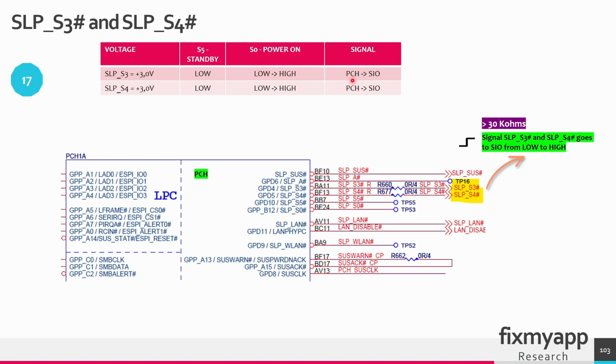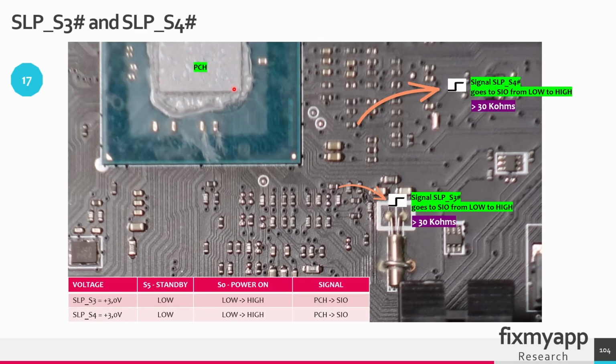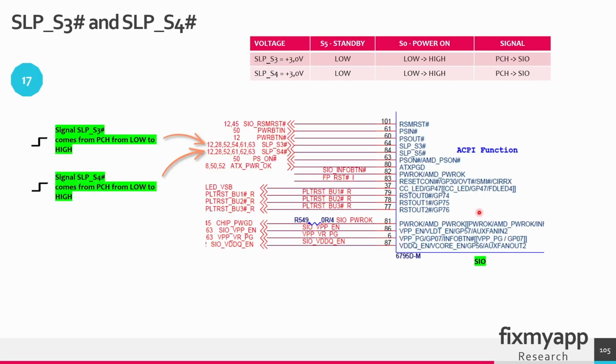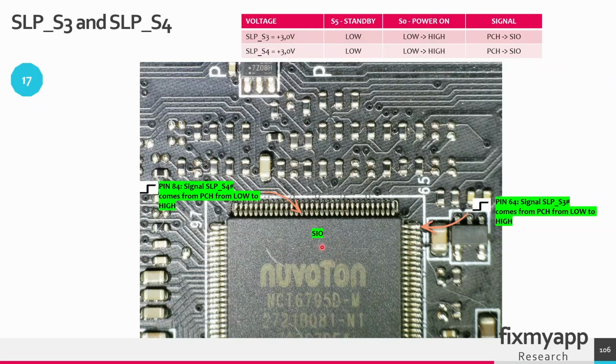The signal comes from the PCH and it will go to the Super I/O chip. So this is the PCH, and near the PCH we have two resistors, and on those resistors you can measure the sleep 4 and sleep 3 states. This is the Super I/O chip, and those two signals that come from the PCH will eventually go to the Super I/O chip. On pin 64, this sleep state S3 comes from the PCH, and the other signal goes to pin 84, and that is the sleep S4 signal.